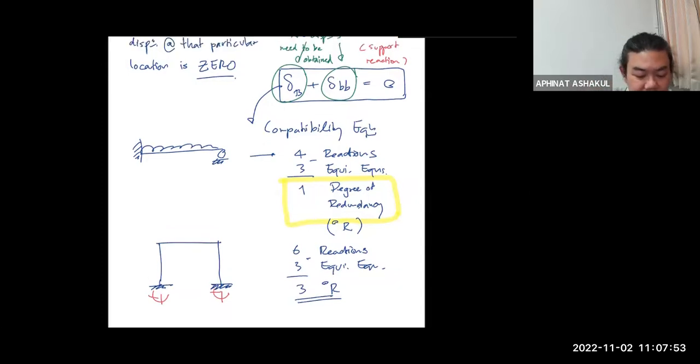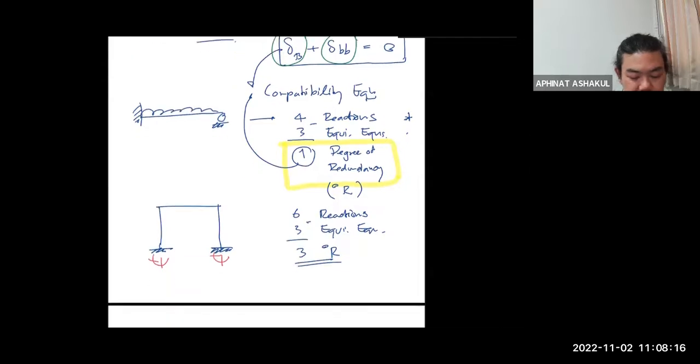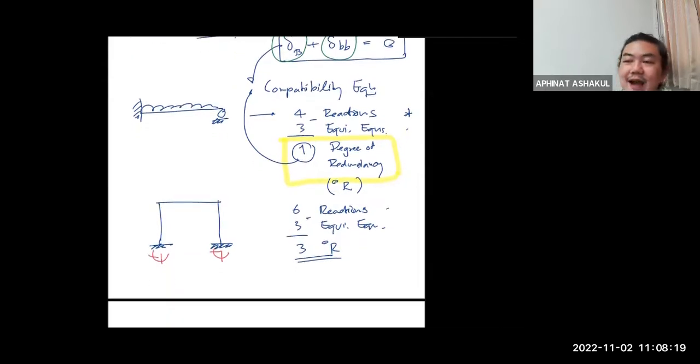If you have 1 degree of redundancy like this, it means that you would need only 1 extra equation. Because it's pretty simple. You have 4 unknowns here. You need 4 equations, right? In order to solve 4 unknowns, you need 4 equations. But you only have 3, so you better come up with 1 extra. We have 4 in the end. And when you have 6 unknowns, you better have 6 equations. You have 3, so you better come up with another 3.